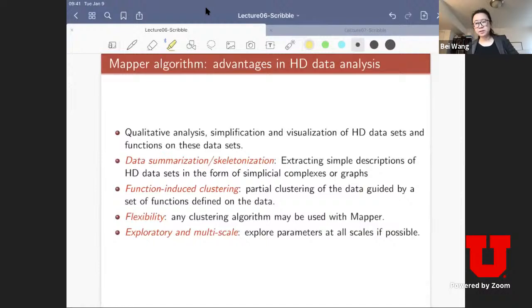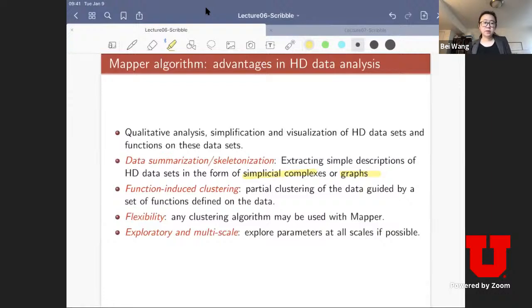What is the strength, right? Now you see this idea of a cover. Let's go back to the mapper algorithm. There's a few things. The first one is data summarization and skeletonization, which means that I would like to get some form of representation of my data in the form of simplicial complex or graphs, right? The graph is basically the one-dimensional skeleton of my mapper construction, but my mapper construction can have triangles if I have a three-way intersection of my cover elements with respect to the underlying data.